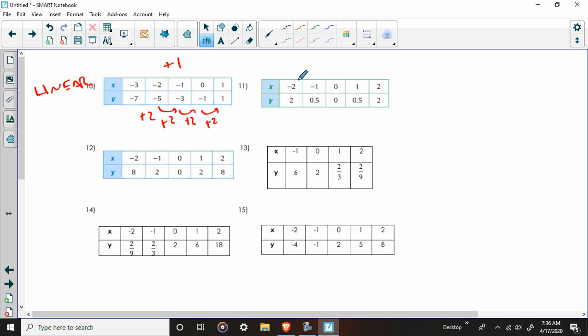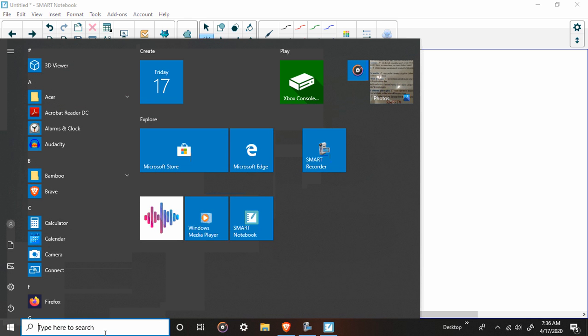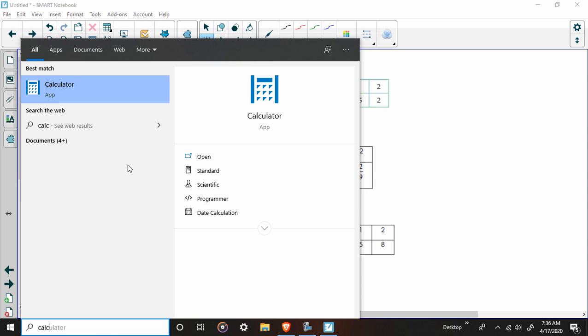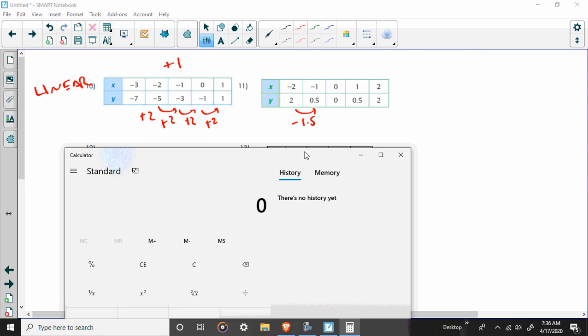Over here, again, up 1, up 1, up 1, up 1. And here, what did this change by? Well, 2 to 0.5, that's negative 1.5. Now, say you didn't have that, you could just break out your calculator, right? Like, you guys have calculators, I would hope. Right? If you're watching this video, you have a calculator not too far by, okay? So again, what's the difference between 0.5 and 2?